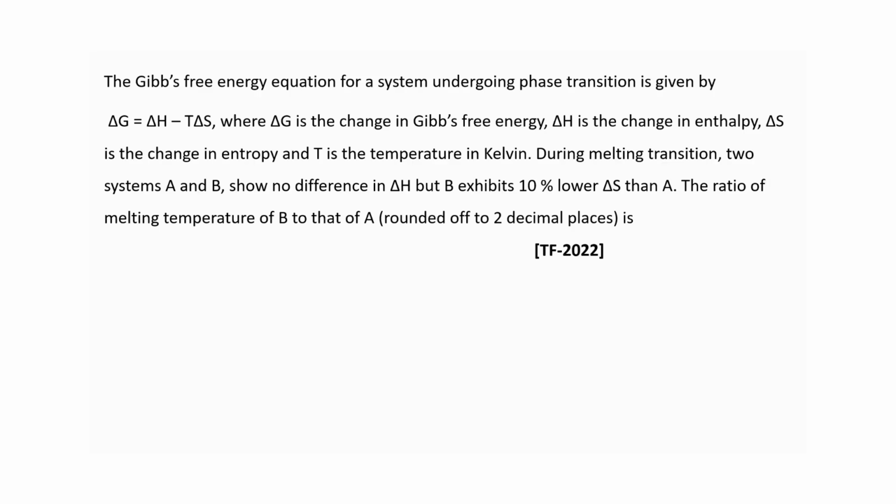It is also a 2-mark question. It is a numerical type of question. In this question, it is said that the Gibbs free energy equation for a system undergoing phase transition is given by delta G is equal to delta H minus T delta S, where delta G is the change in Gibbs free energy, delta H is the change in enthalpy, delta S is the change in entropy, and T is the temperature in Kelvin.